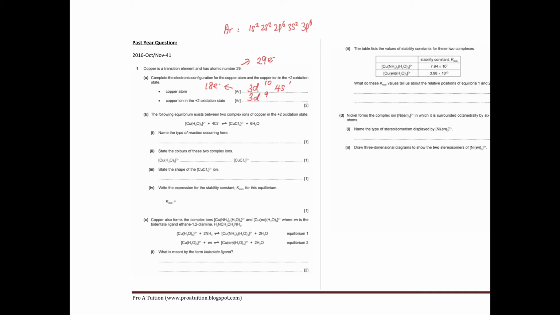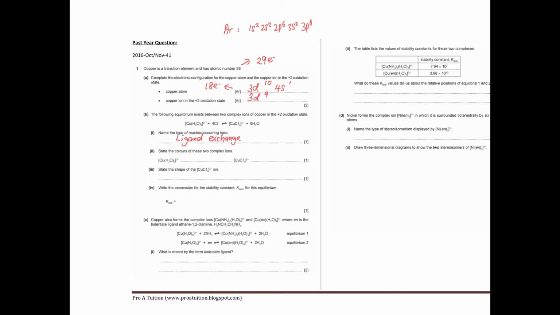So part B, the following equilibrium exists between 2 complex ions of copper in the positive 2 oxidation state. So you can see here this equation again, and name the type of reaction occurring here. So this is ligand exchange. Chloride is the ligand, a more powerful ligand. H2O is the weaker ligand. So the more powerful ligand replaces the weaker ligand. So that is ligand exchange.